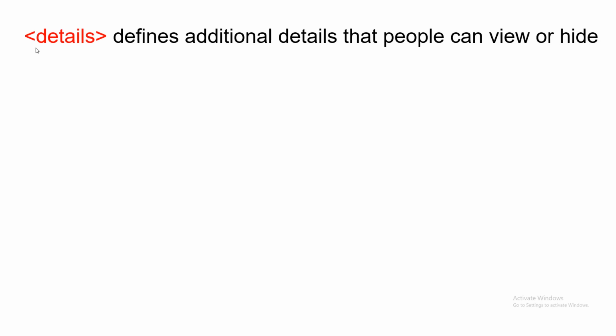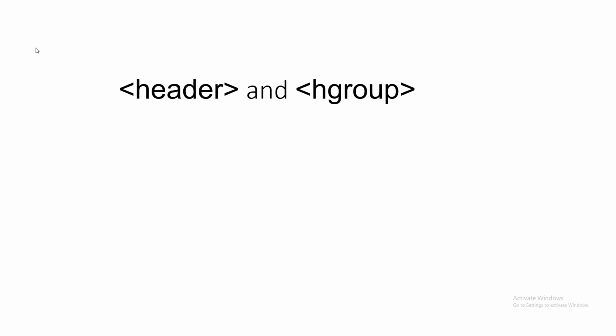Next, details. Details define additional details that people can view or hide. Now I am teaching you the elements of semantic elements in HTML5. In my next tutorial, I will show you how to write code for semantic elements.